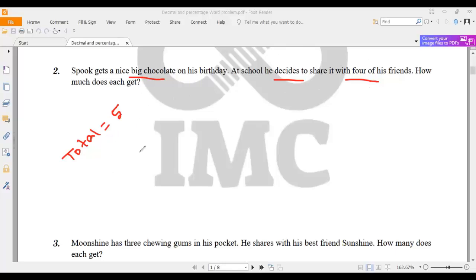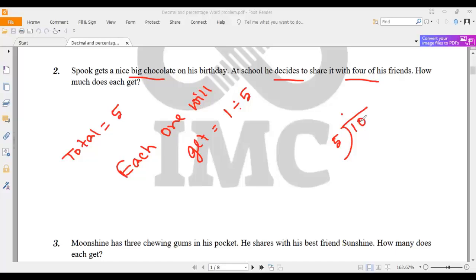And they want to share a big chocolate. Then we can say each one will get 1 divided by 5 chocolates. So now we need to divide 1 by 5. Since 1 cannot be divided by 5, we have to use the decimal number. So after putting a point here, we can use a 0. 5 twos are 10. That means we can say 0.2 chocolate. That means if we divide 1 chocolate into 5 parts, then each one will get 1 part. That will be called 0.2 chocolates.